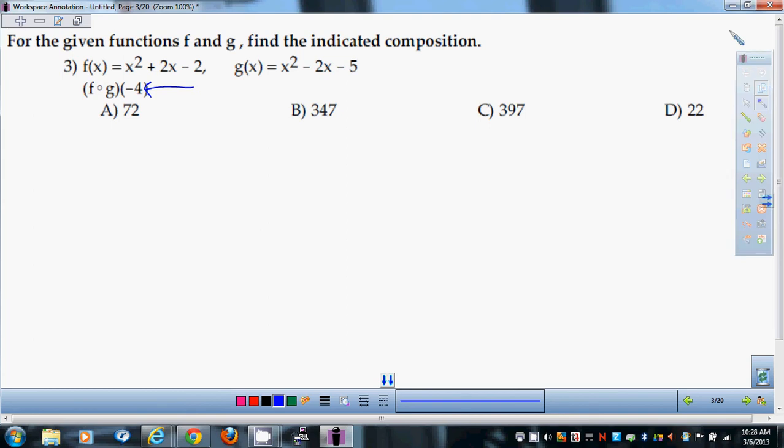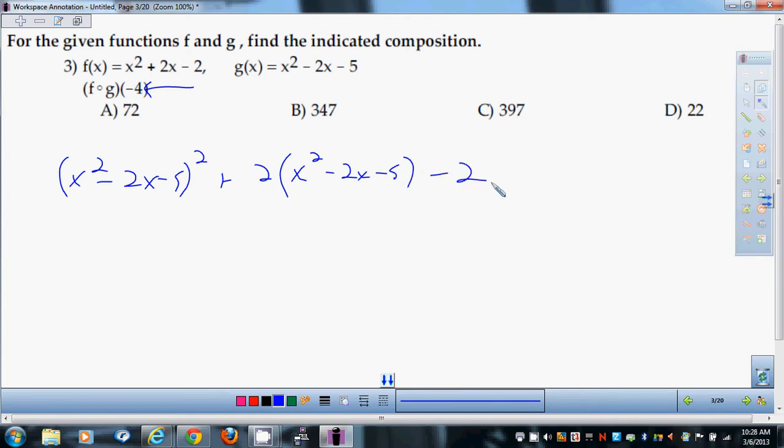So, f of g, which one goes into which one? G goes into f. So, that will be x. Now again, I told you I tried to give the hardest possible algebra ones today. That way you'll have seen everything you might possibly see come tomorrow.